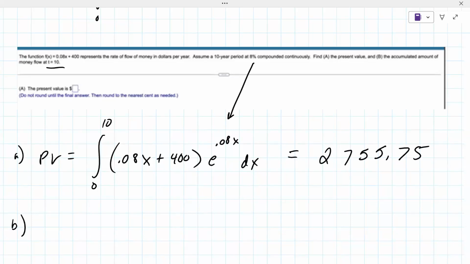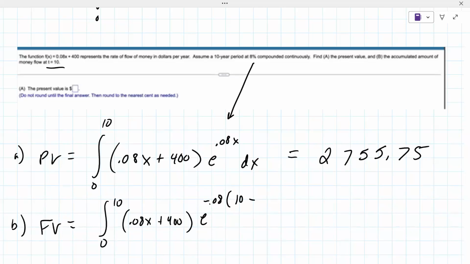That was right. All right, so the future value is the same thing with the exception that now you change this to negative and then you do the number of years minus X. And it should be substantially more. It should be like an order of magnitude more. So let me get that. 0.08, 10 minus X. There we go.